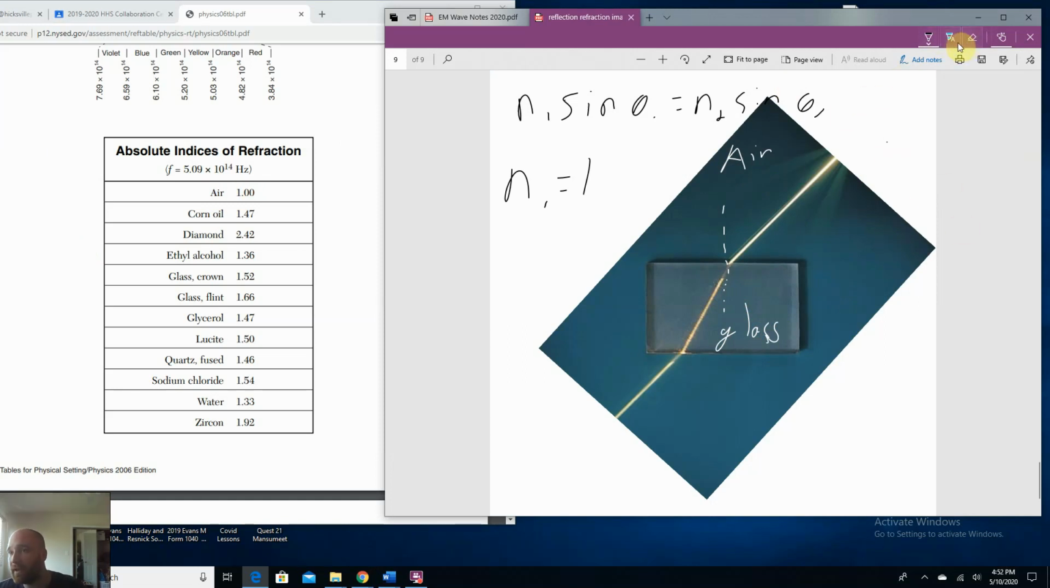Angle 1 would be the angle in the air, which is this right here, whatever it might be. So let's be a little more clear. This would be angle 1. I'd have to give that to you in the problem.